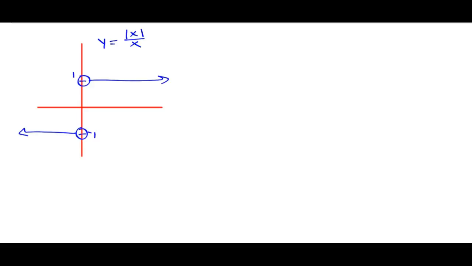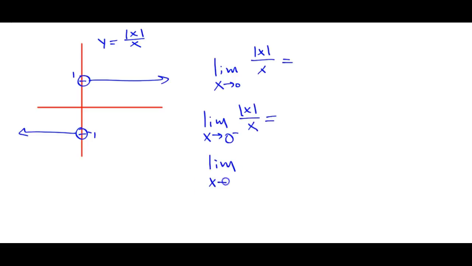Now, we need to know this. The limit as x goes to 0 of this. Well, let's think about it. What is the limit as x goes to 0 from the left? And what is the limit as x goes to 0 from the right? We're going to look at one-sided limits here. Remember, the limits have to be the same from the left and the right, otherwise the limit doesn't exist.